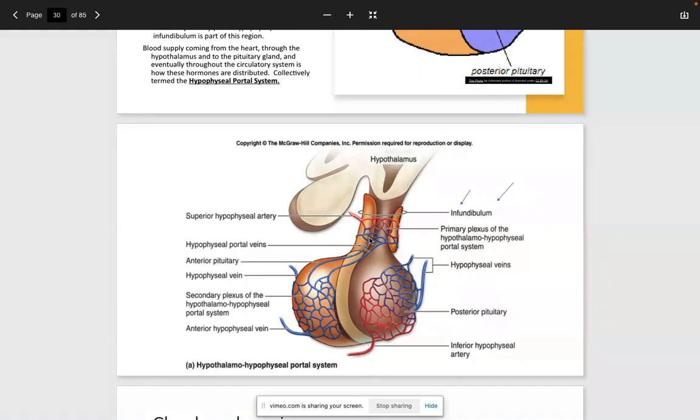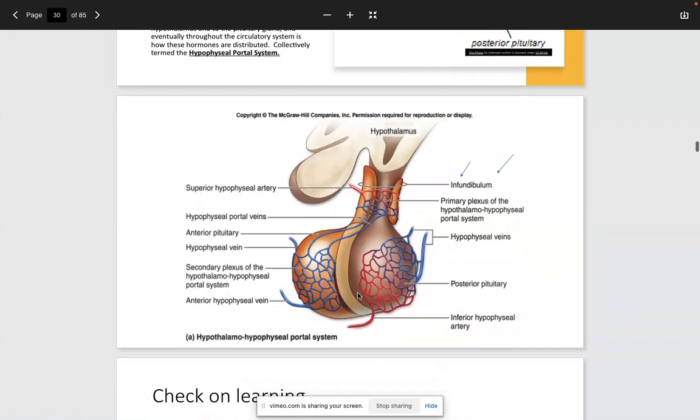I know these are a lot of words and this is a lot of stuff to try to take in. I just want you to know there's a series of blood vessels that's responsible for allowing these hormones to be distributed to where they're supposed to go, right to their target organs.